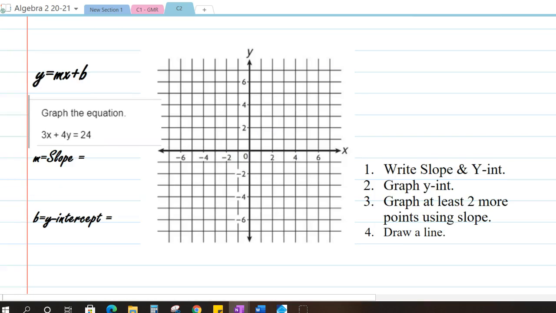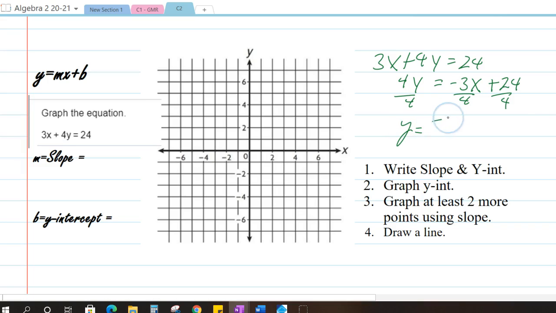Let's try it again. Write the slope and the y-intercept. I need to put it into slope-intercept form first. Since it's going to require some work, I'm going to rewrite it. 3x plus 4y is equal to 24. Subtract the 3x to the other side. That gives you 4y is equal to negative 3x plus 24. Divide both sides by 4. Y is equal to negative 3/4 x plus 6.